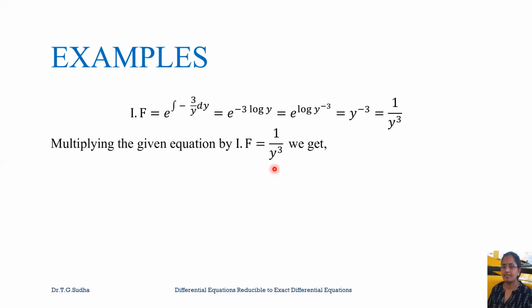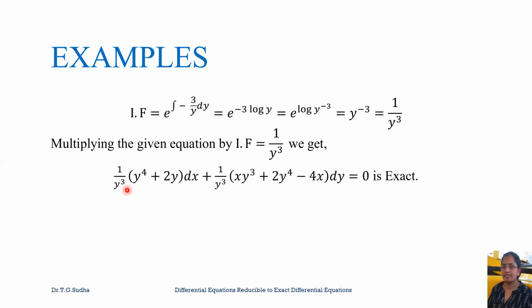Let us multiply the given equation by the integrating factor 1 by y cube to get 1 by y cube into (y to the power of 4 plus 2y) dx plus 1 by y cube into (xy cube plus 2y to the power of 4 minus 4x) dy equal to 0. And this is exact. Let us simplify this to obtain (y plus 2 by y square) dx plus (x plus 2y minus 4x) into 1 by y cube dy equal to 0. And this is an exact differential equation now.